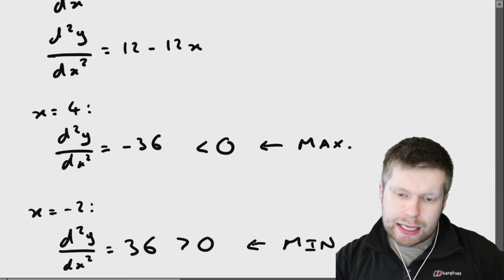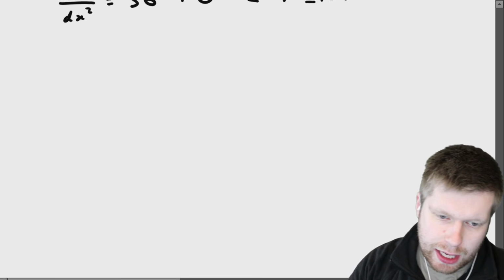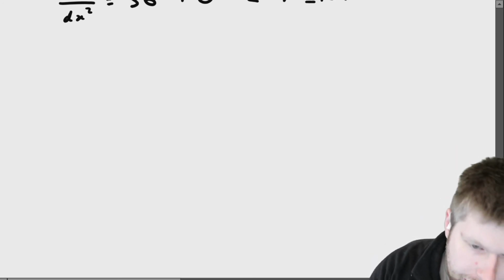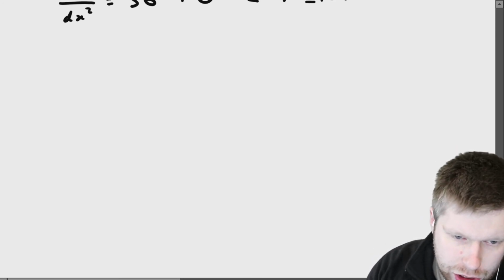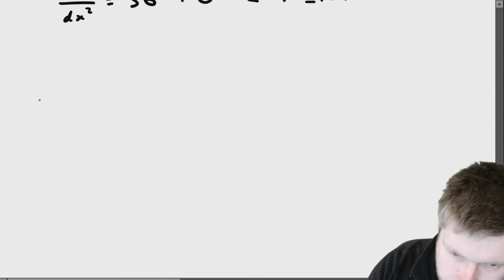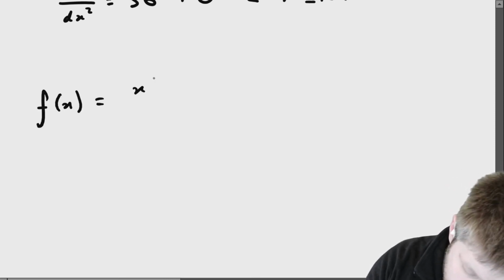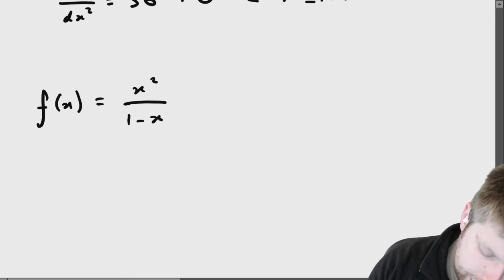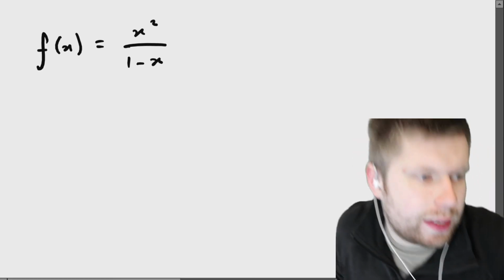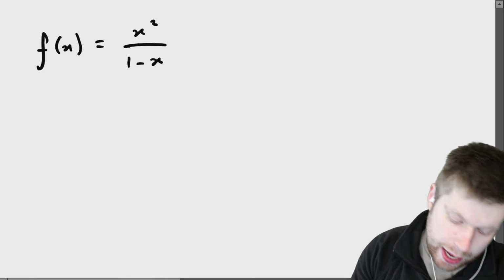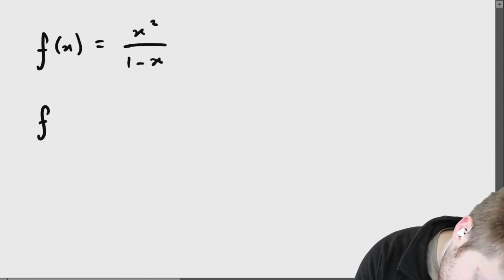Okay. So let's have a look at another example of finding the stationary points. Let's have a go at this one, okay? So let's have a go at finding the stationary points of f of x is equal to x squared over 1 minus x. Let's try differentiating this and find the stationary points of this function here. Okay, so let's differentiate first of all.